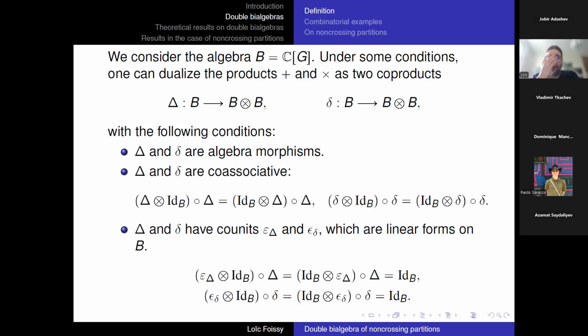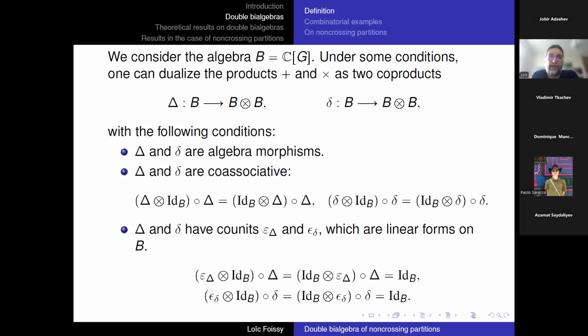If you want to take an element and cut it into three parts, you can do it in two ways. First, you cut it into two parts with the coproduct. You can cut the left part or the right part. So you apply the coproduct on the left or on the right. And, well, you should obtain the same thing, which is exactly what these two relations mean.